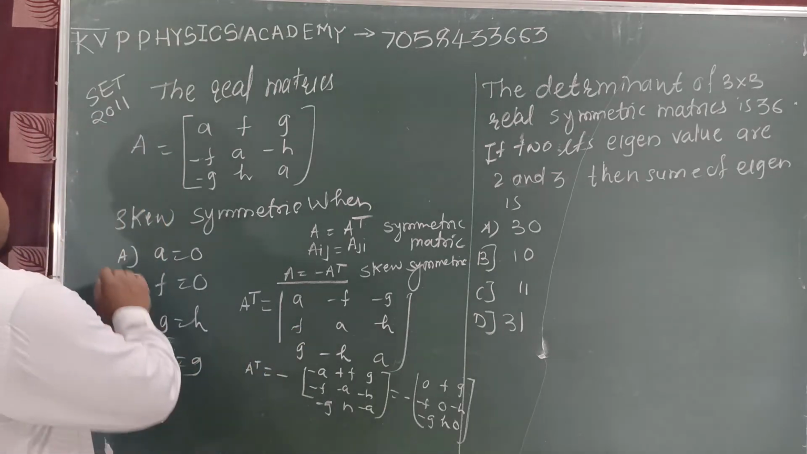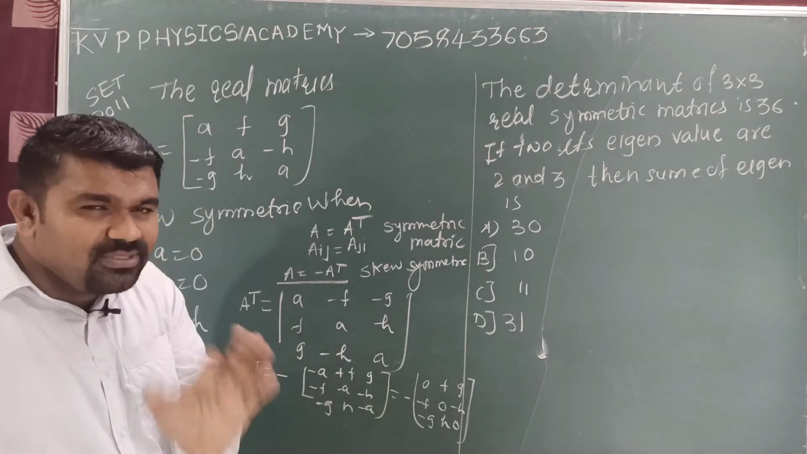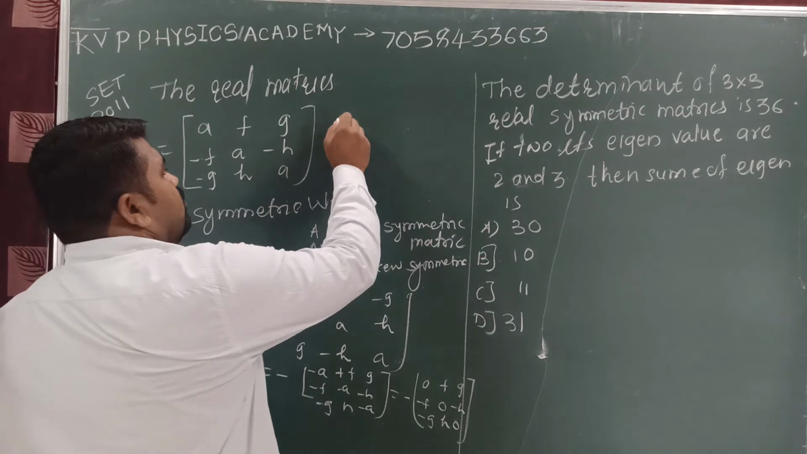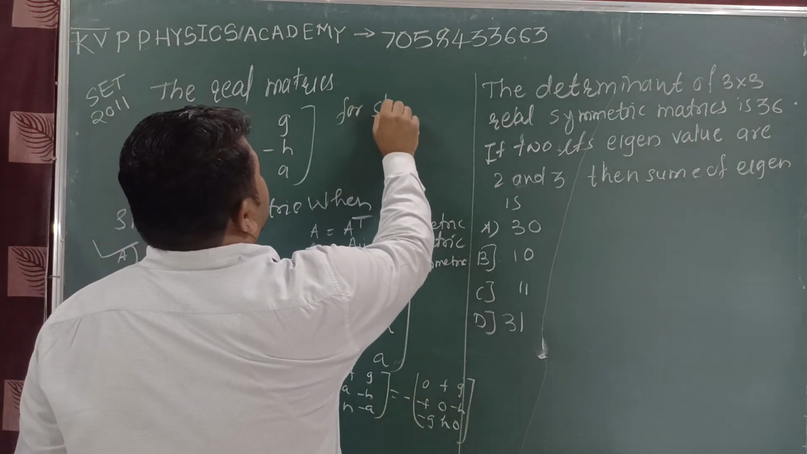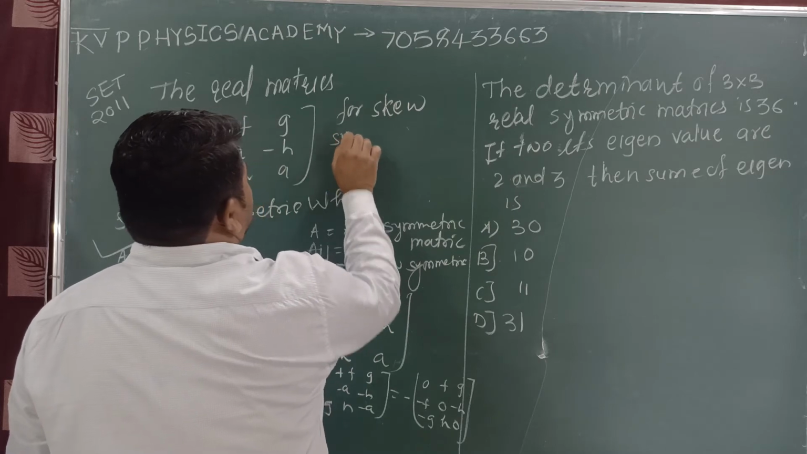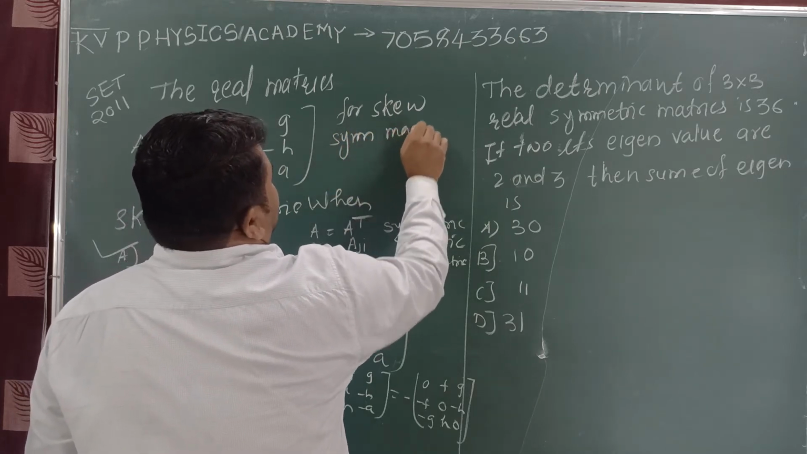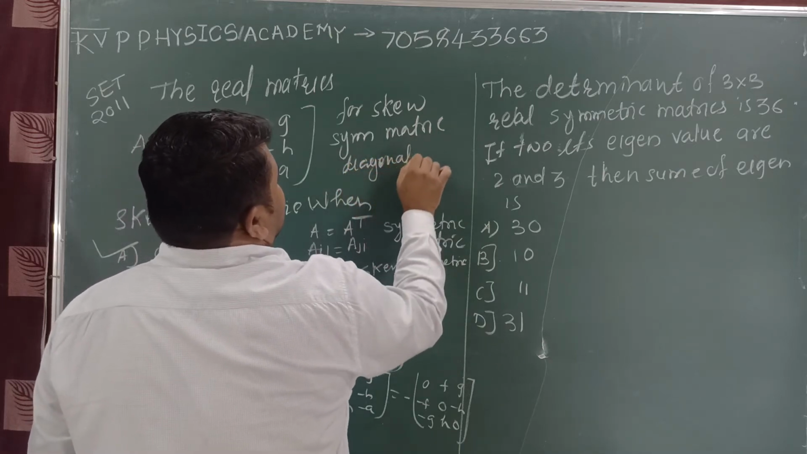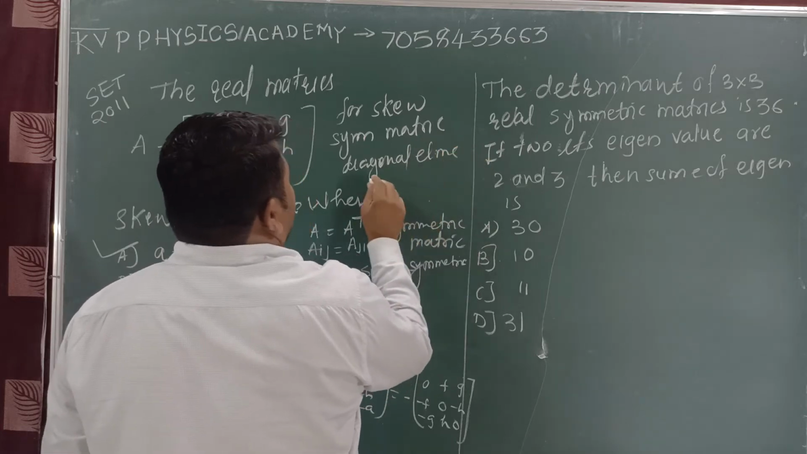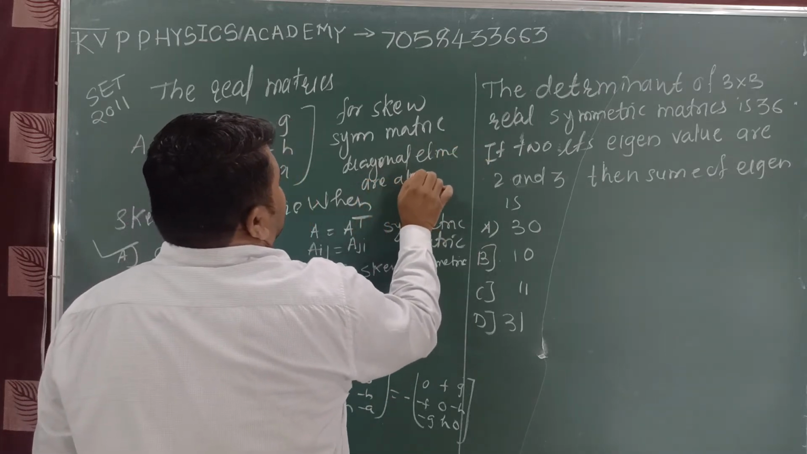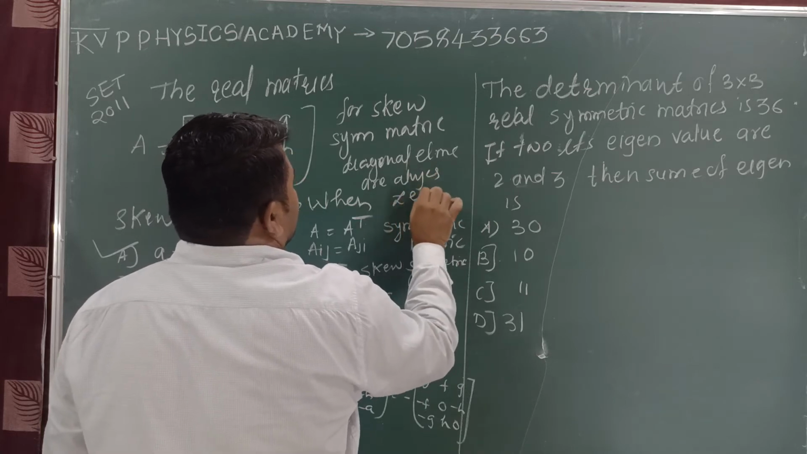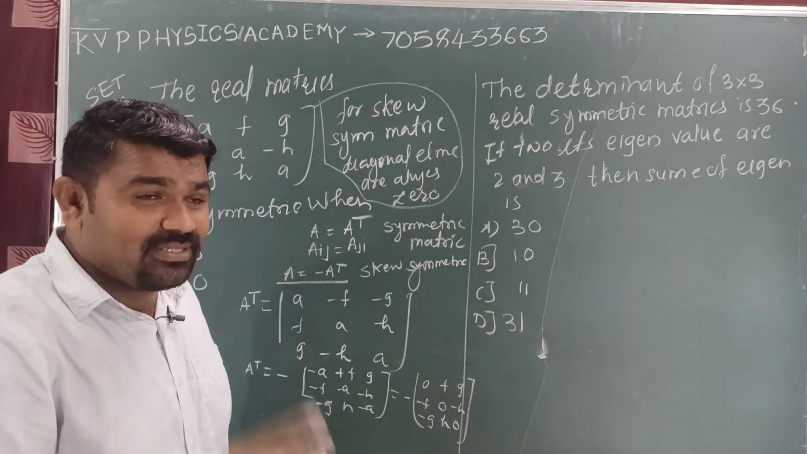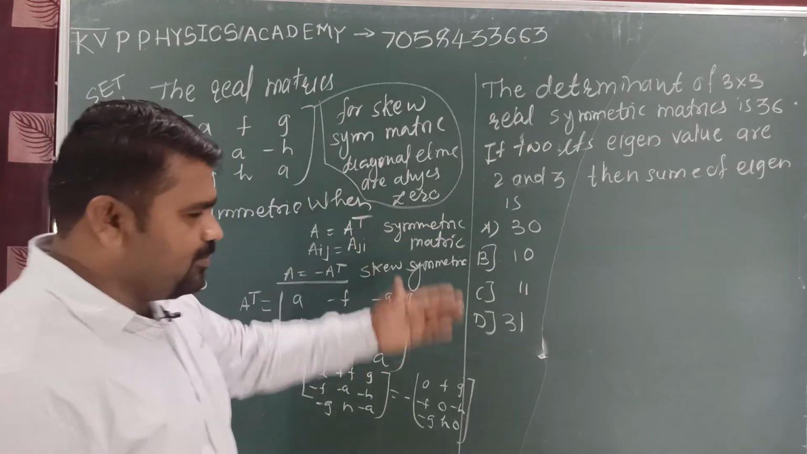Which option is correct for this case? Always memorize: for a skew symmetric matrix, the diagonal elements must be 0. For a skew symmetric matrix, diagonal elements are always 0. This condition is very important for the skew symmetric case. Got it?